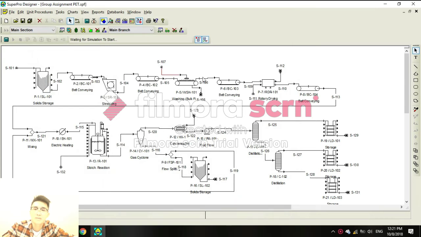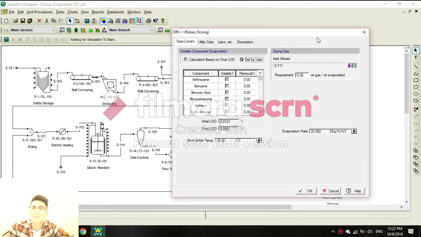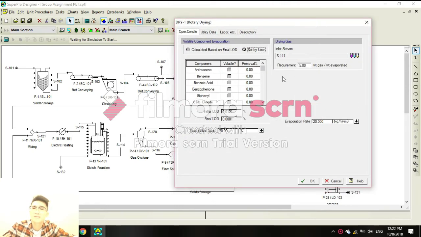After you wash it out, it contains no more dirt. Then we go for belt conveying again to move the plastic, the PET, into the next unit operation, which is rotary drying. This is to further dry the PET to almost 0% moisture level. So that's why we set it here. The removal is set by the user; removal of water is 99%.